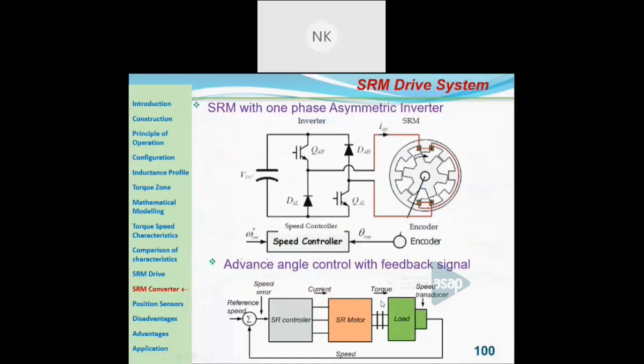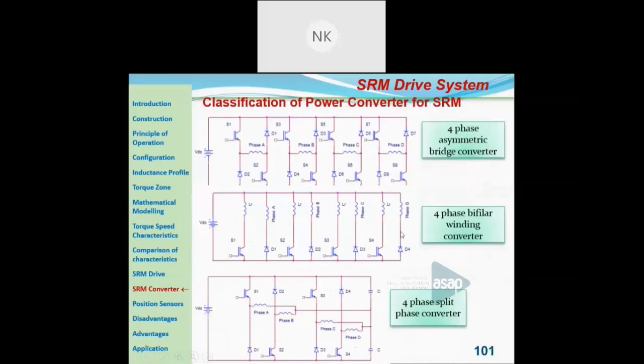So this is the SRM with the one phase asymmetric inverter. You can see this is the SRM, and you can have an encoder, and you can sense the rotor position and give it to the speed controller. And here you can have the inverter path also. And this is the advanced angle control with the feedback signal, meaning you have the speed reference, which is given to the SR controller. Then the motor will be there. You can connect it to the load, then sense the speed. And you can have different configurations.